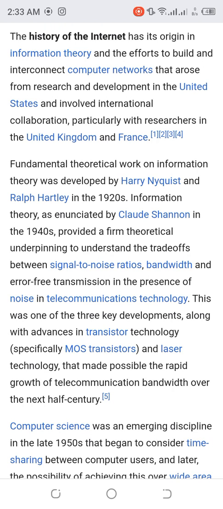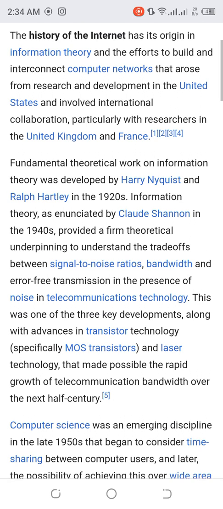Today I'm here to talk about the history of the internet, which has its origin in information theory and the efforts to build and interconnect computer networks that arose from research and development in the United States and involved international collaboration, particularly with researchers in the United Kingdom and France.